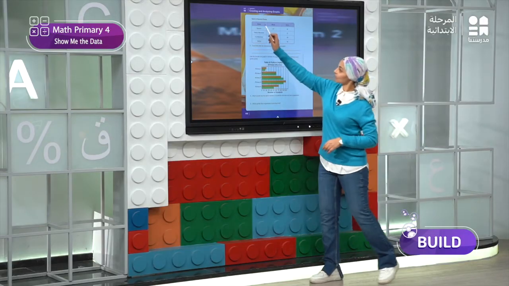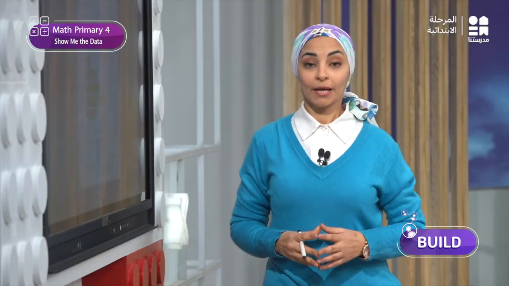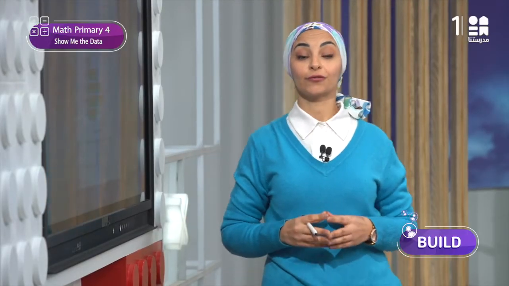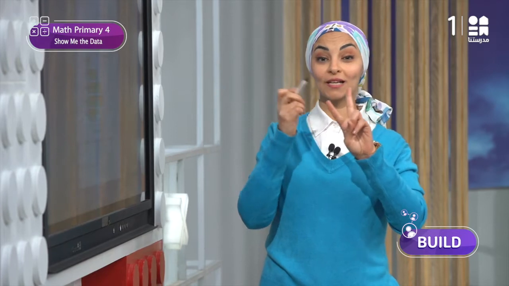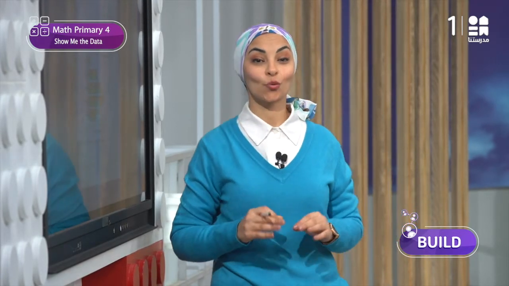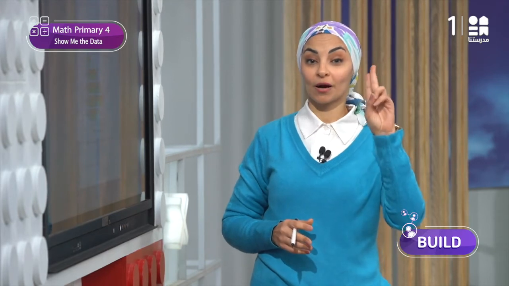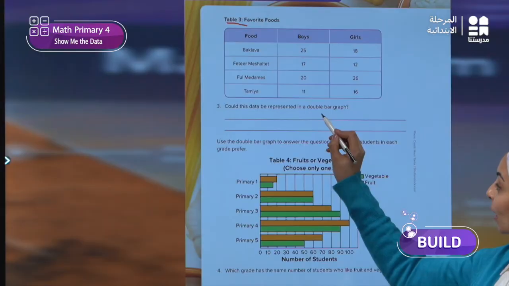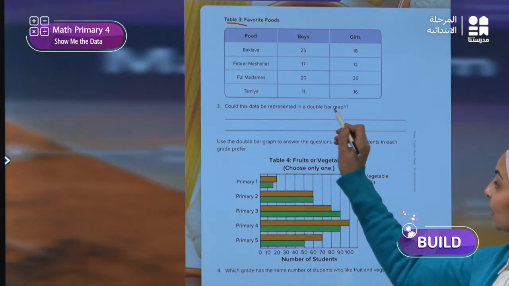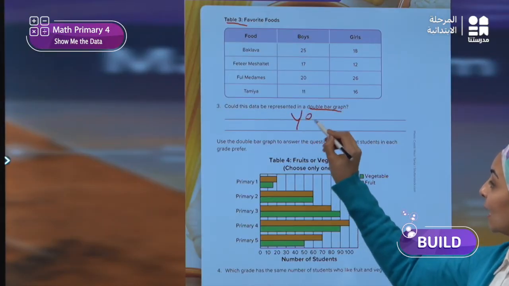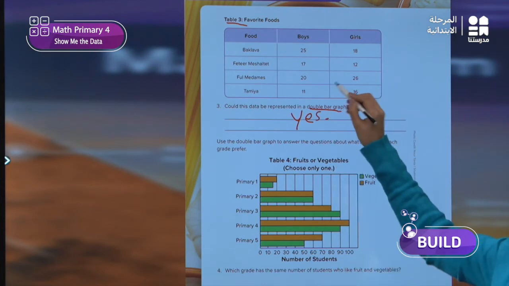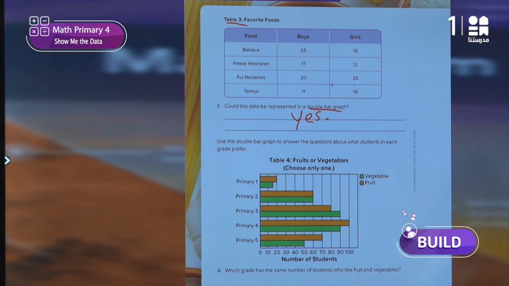Here as you see table 3. Here I have data on the favorite foods for both boys and girls. أنا متأكدة إن أنتوا كلكم دلوقتي بتقولوا that we can use the double bar graph وكلكم على فكرة صح. So I will write here, could this data be represented in a double bar graph? I will say yes because I will represent it in a double bar graph.